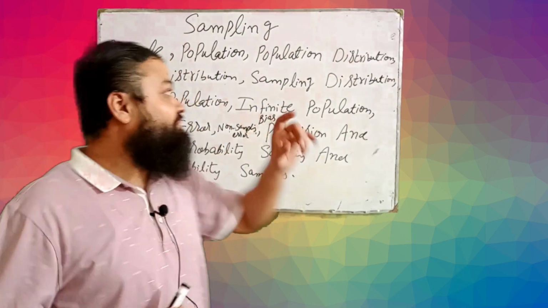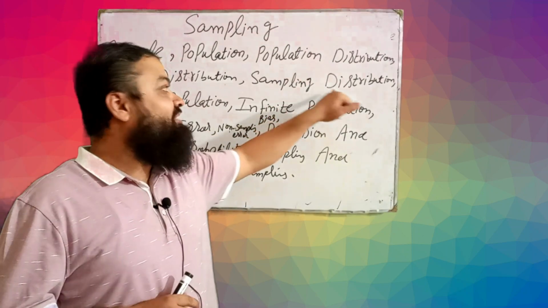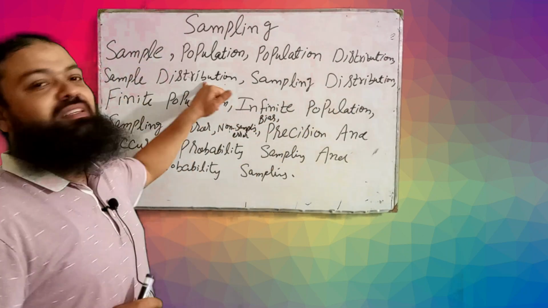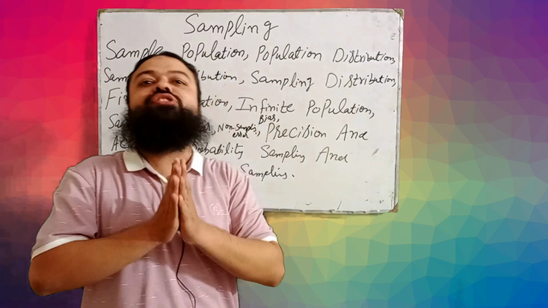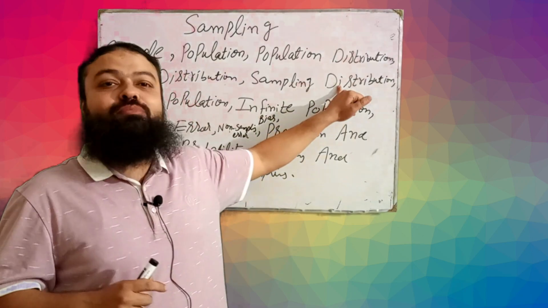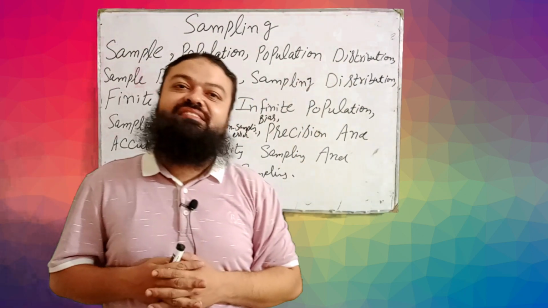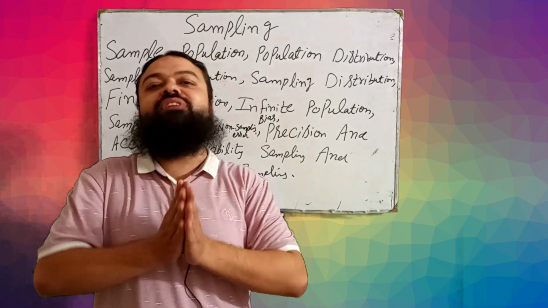And don't be confused with sample distribution and sampling distribution. Sampling distribution is different from sample distribution. Sampling distribution is actually the distribution of the sample statistic. It is the probability distribution of the sample statistics. As we know, sample statistics is a random variable.